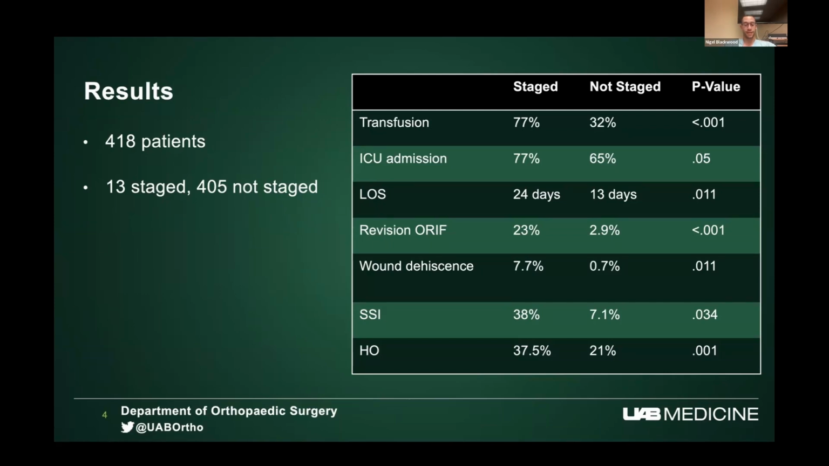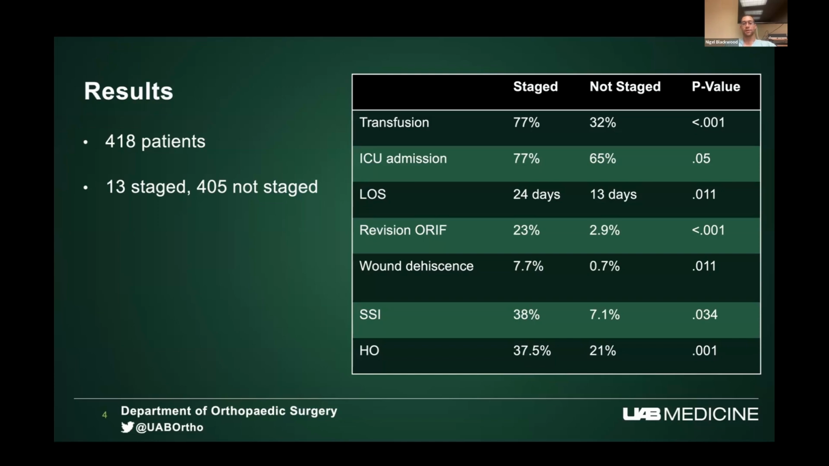However, one of the major limitations of this study is selection bias, because worse fractures tend to be more staged, or surgeons are more likely to stage worse fracture patterns. So the analysis is also limited by the different sizes of our groups. We only had 13 in the staged compared to 400 in the non-staged group, which leads to bias.